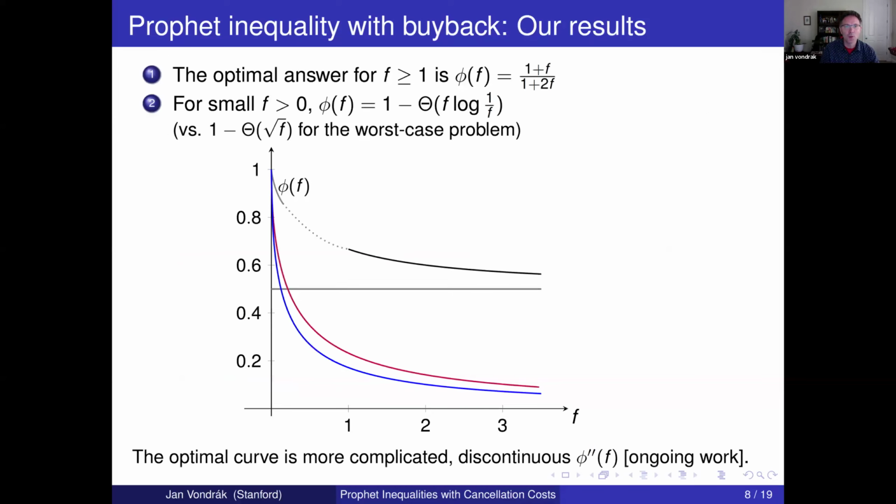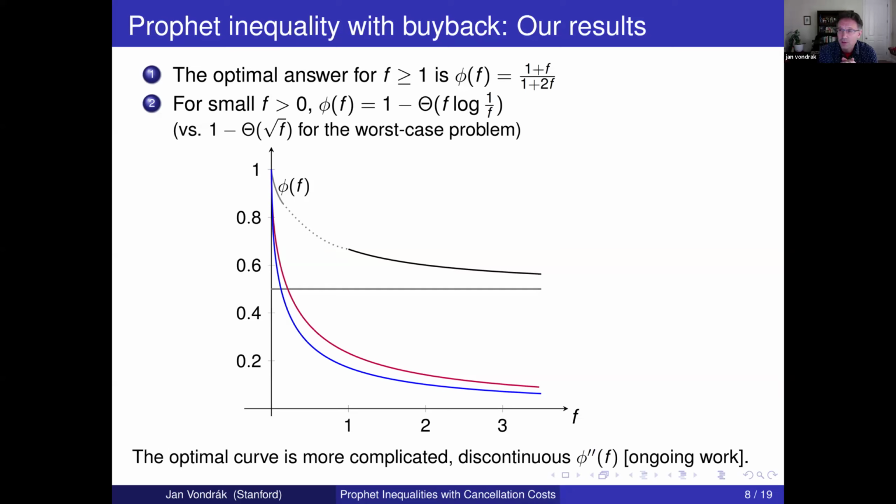All right, so here's what we can prove in this paper. There are two main results. One is that for f greater or equal to 1, we identify the exact optimal factor, which turns out to be (1 + f)/(1 + 2f). So a relatively simple formula. That's the optimal curve for f being at least equal to 1.